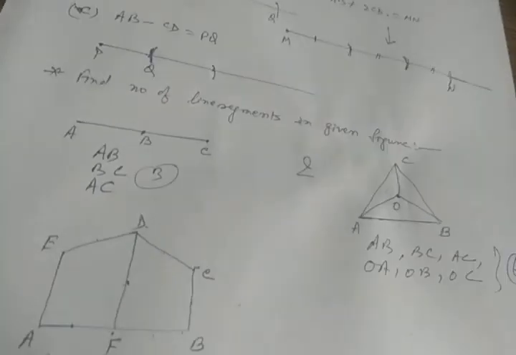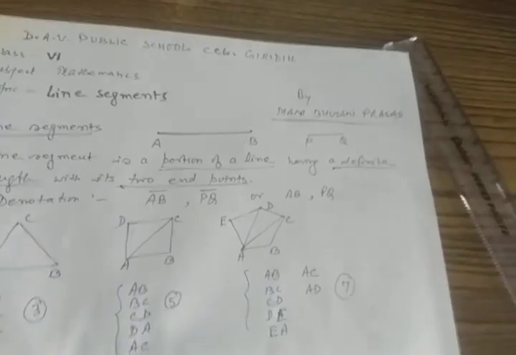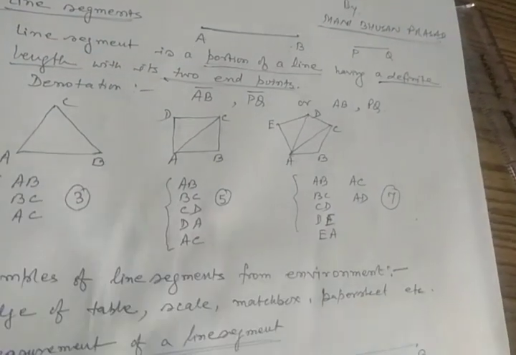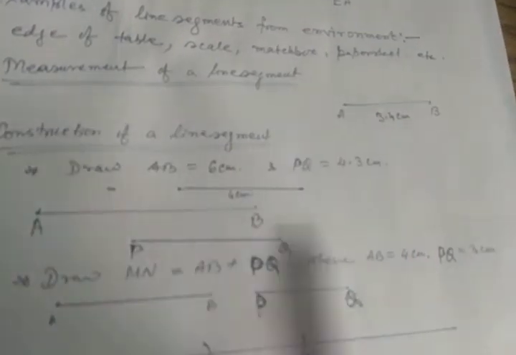Is it clear? So students, today that's all. Today we have discussed only the line segments. What is the definition of a line segment? How can you count the total number of line segments given in the figure? Also, how do you measure it? How can you construct or draw the line segments? These 2 are the very important parts.